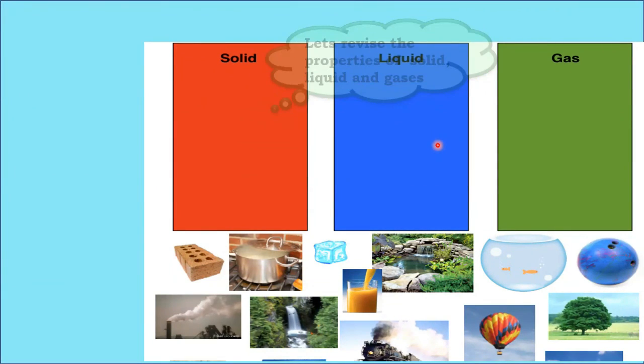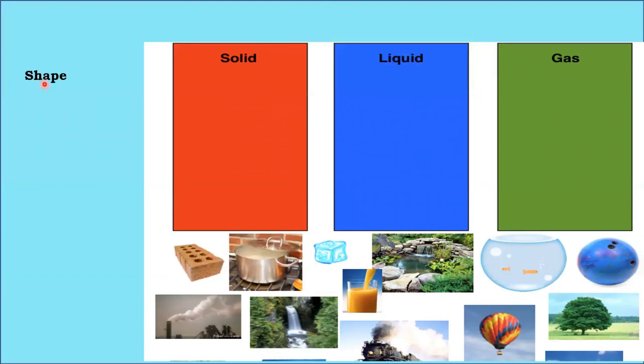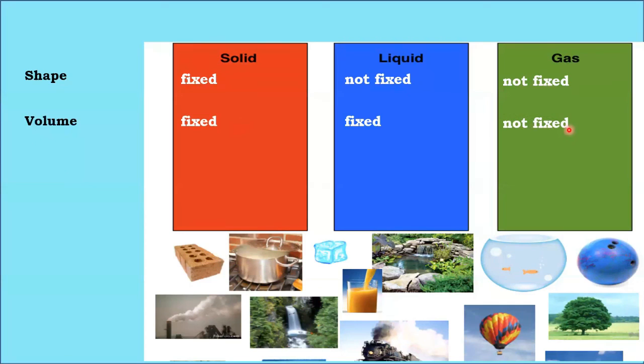So let us revise what we have learned till now. So let us talk about shape. तो solid के पास fixed shape होगा, liquid के पास no fixed shape होगा, और gas के पास भी fixed shape नहीं होगा, right? So when you talk about volume, solids will be having fixed volume, liquids will be having fixed volume, and gases will not be having fixed volume.